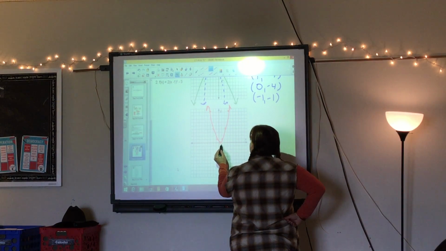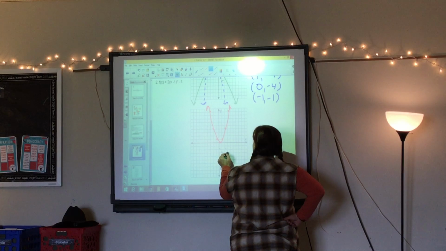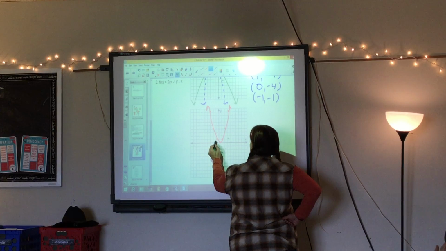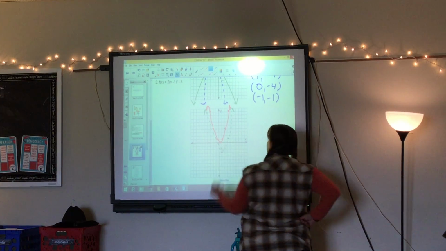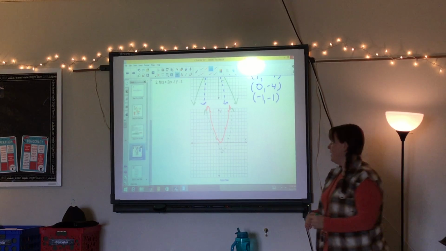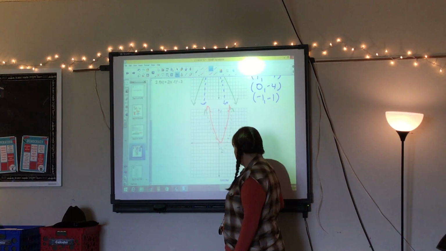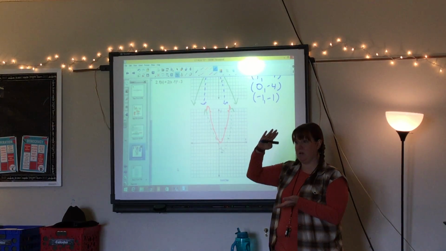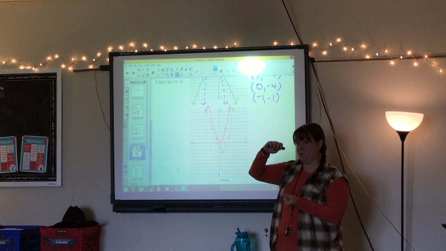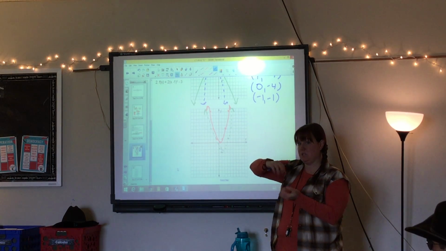So I'm going to go over 1 and down 3. 1, 2, 3. So right here. Here's my translated one. Move it there. And then finally I'm going to take that 2. That means I take all of my y values and multiply them by 2. So it's like a stretch. The last one was a compression, this one's a stretch.